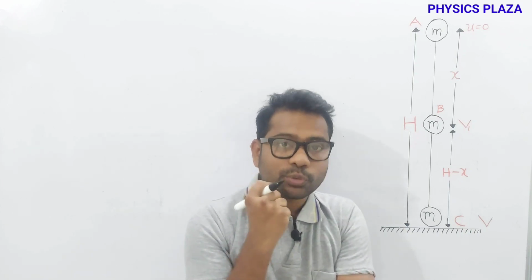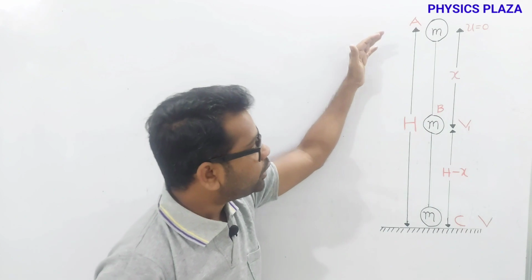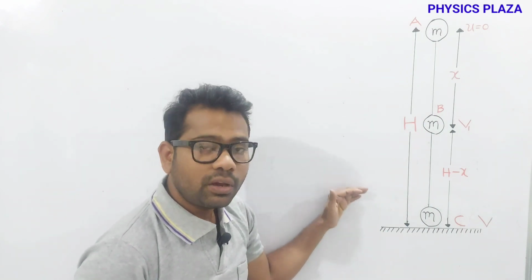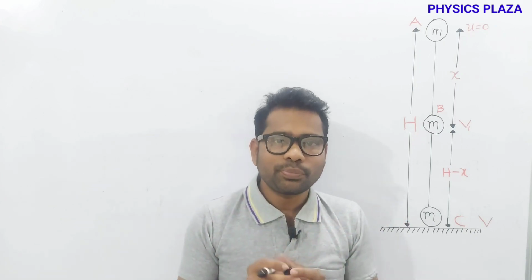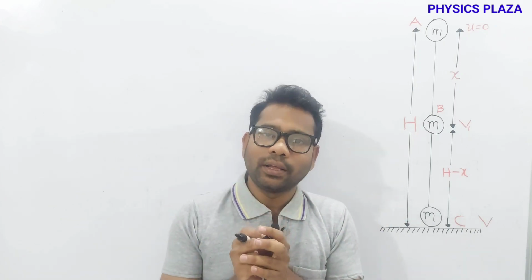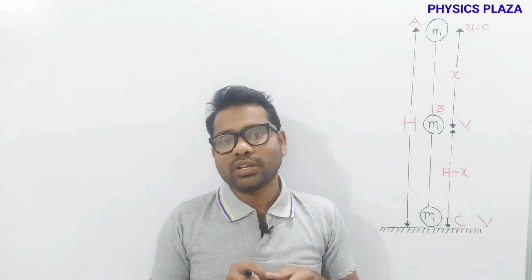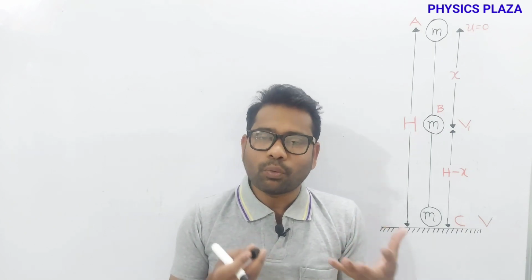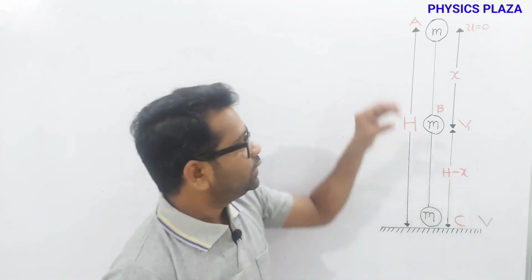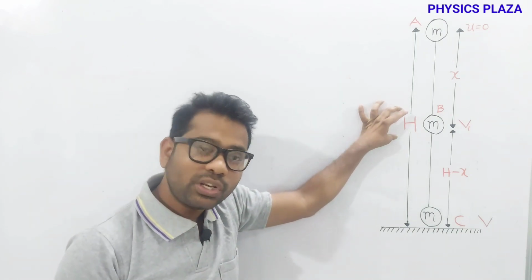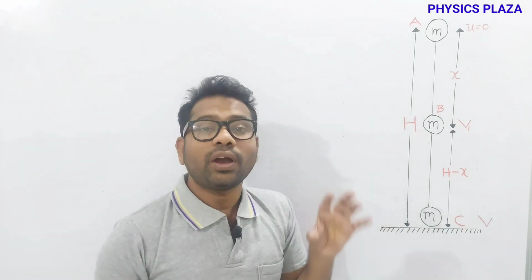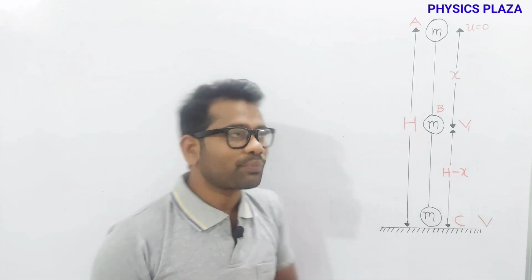Mechanical energy, which means what? At every point, at point A, at point B, at point C, we are going to calculate individually kinetic energy and potential energy, and add them in order to get the mechanical energy. So, indirectly, what are we going to do, children? Here we will calculate mechanical energy at point A, at point B, and even at point C.